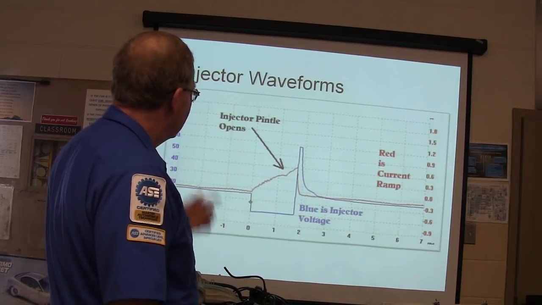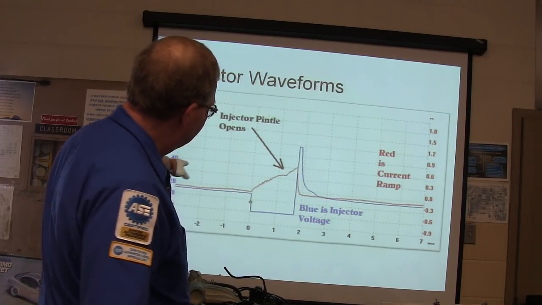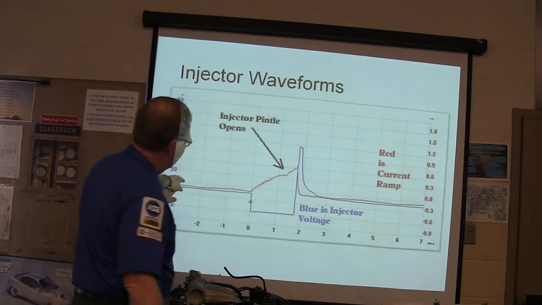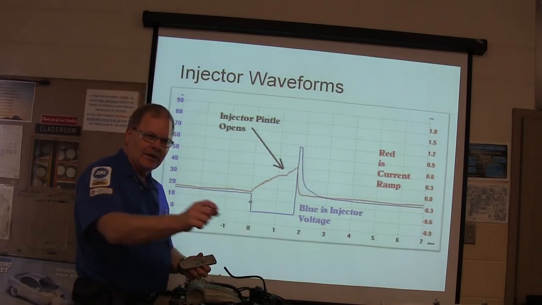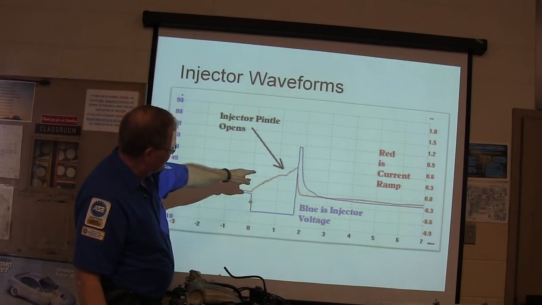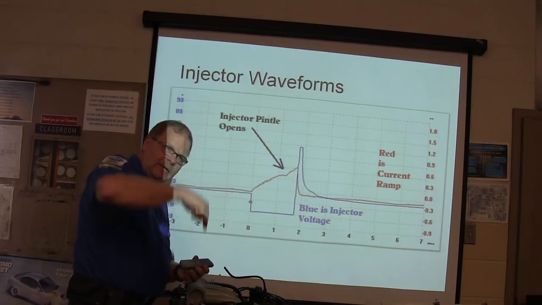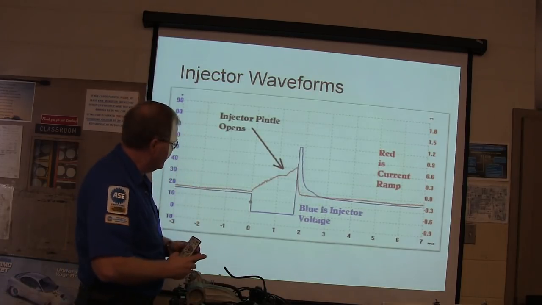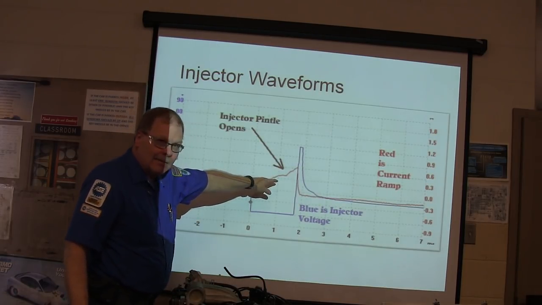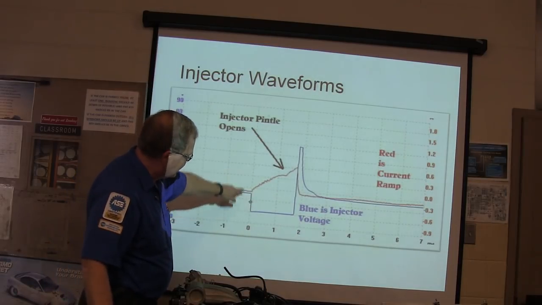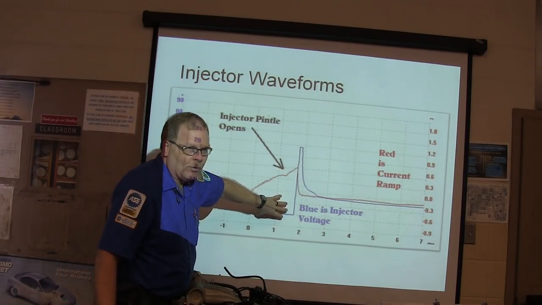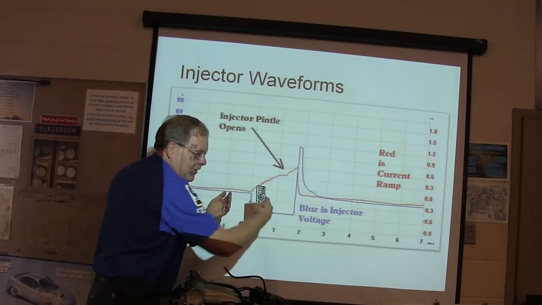Anyway, injector waveforms. Whenever you see current ramping, the red's the current ramp. That's when you use the old thing, you clip around the wire. The red's going to be your current ramp. That's when the pedal opens. That's mechanical movement inside the injector when it's open, the pedal lets the fuel squirt. That little bump. You see that bump? Everybody see the bump? This is how long the injector is open. This is the pulse width. When you give it the gas, that gets wider.